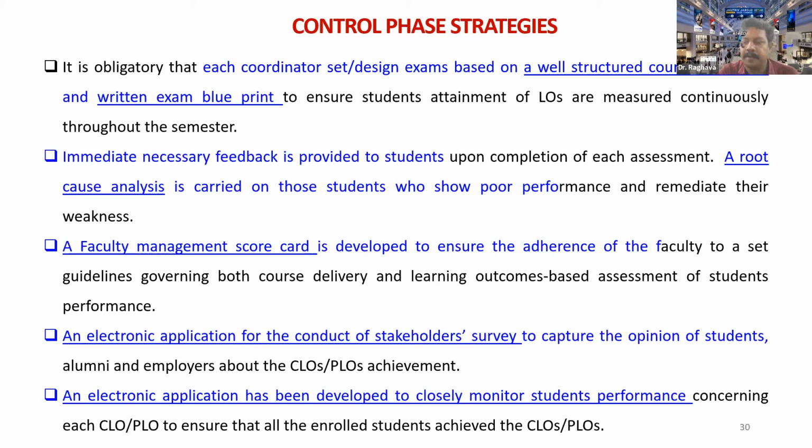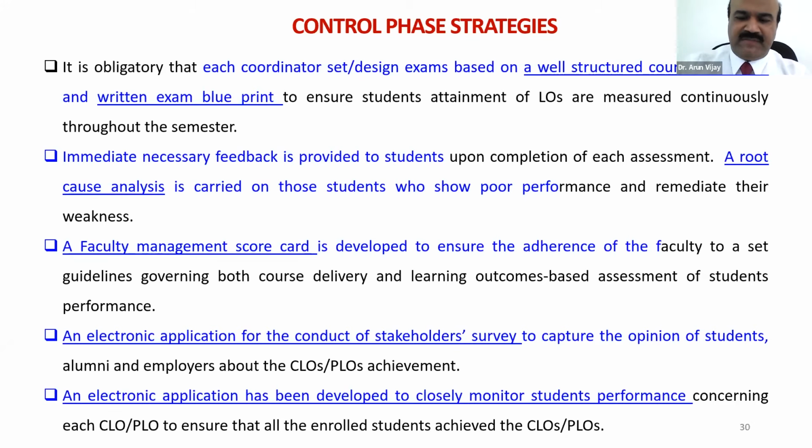Maybe 1 minute. The faculty management scorecard we have to check the adherence of faculty to this assessment process. We have 2 electronic applications. This is an important aspect in the control phase. One electronic application automates the process of surveys, that is indirect assessment. Then we have another electronic application, first of its kind, the first one in Saudi Arabia. We developed an electronic application called Navatij to measure the learning outcome and monitor it continuously.